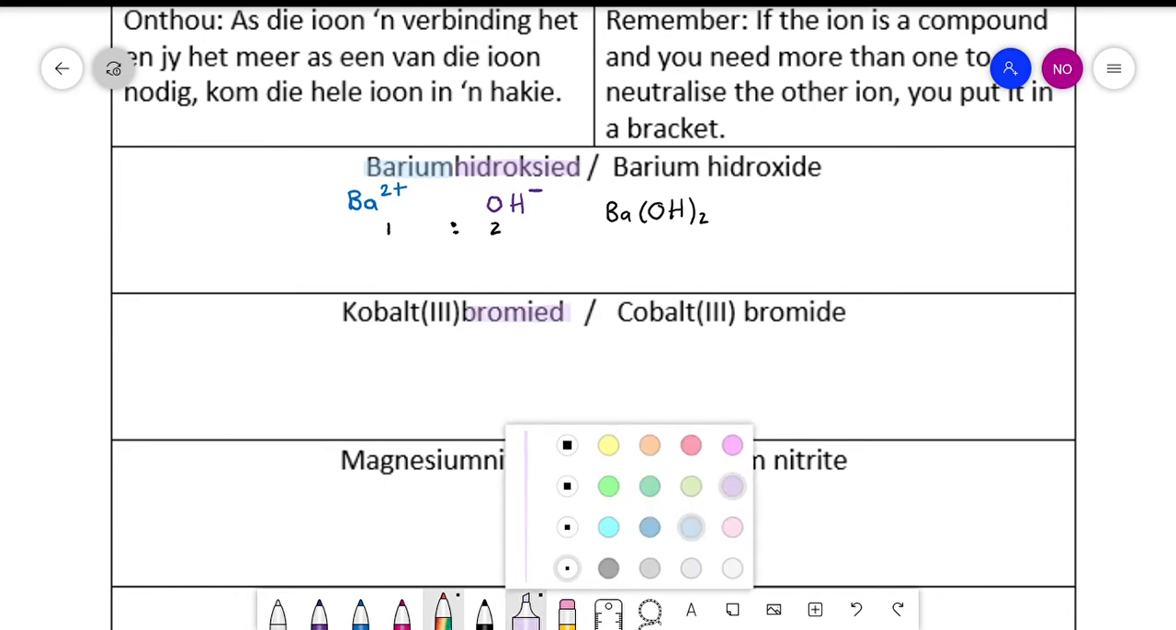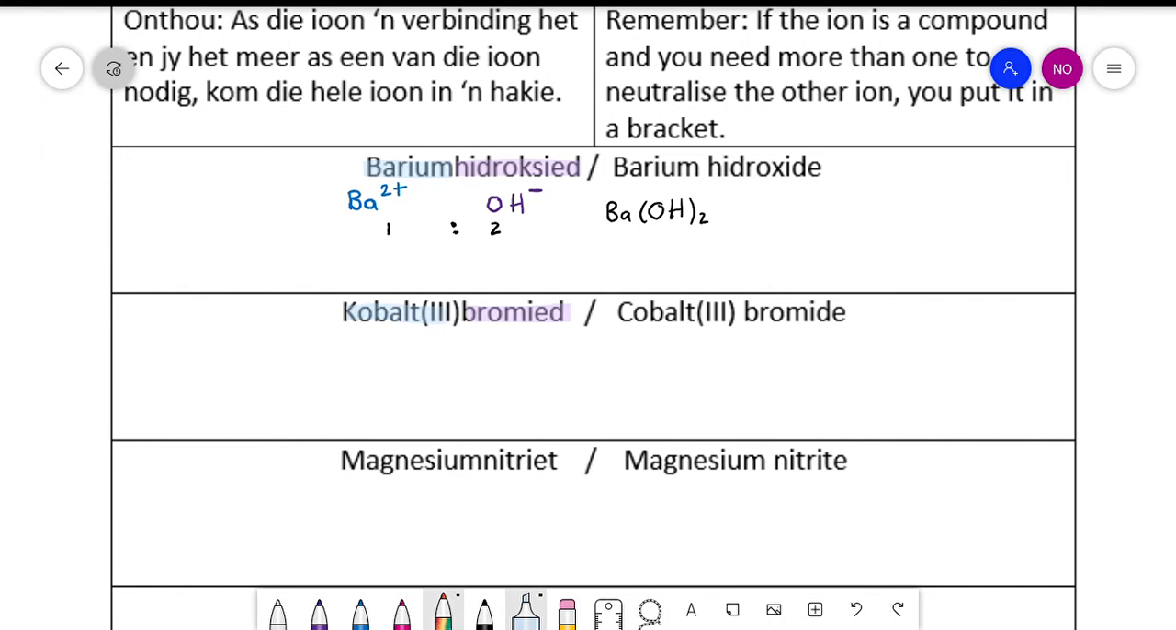is cobalt bromide. And they give you the charge for the cobalt. So kom ons kyk, cobalt, weet ons is Co, en hulle sê vir jou hy is 3+, and bromide is Br, and you get from the periodic table he's one of the halogens, so it has a charge of -1. Ander woorde, hy gaan bind 1 tot 3. Now we don't have any polyatomic ions here, so we won't need any brackets. So I just say it's 1 cobalt to 3 bromides.